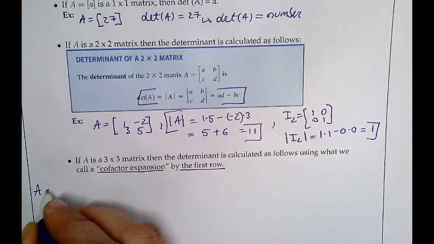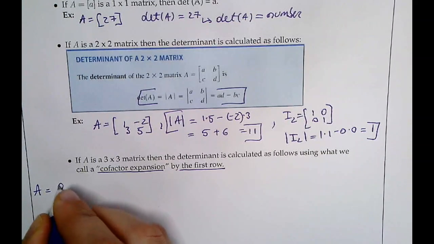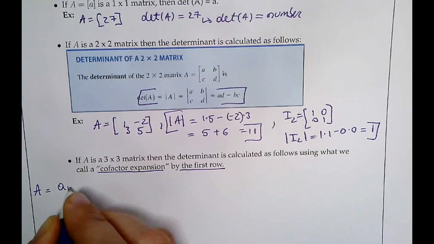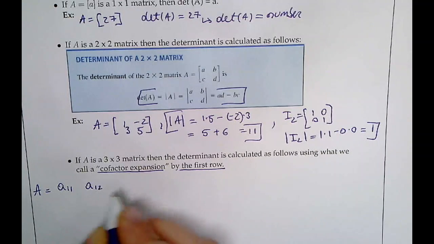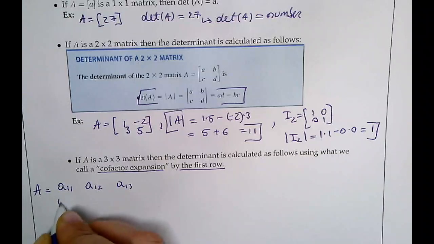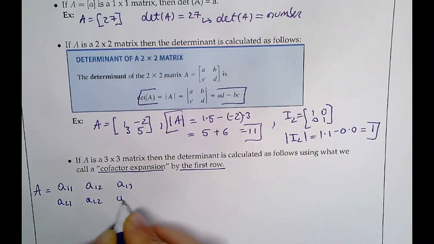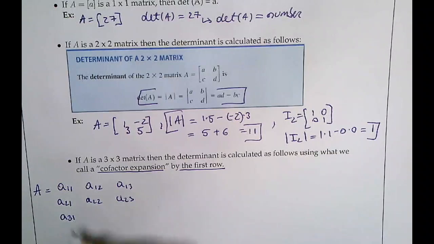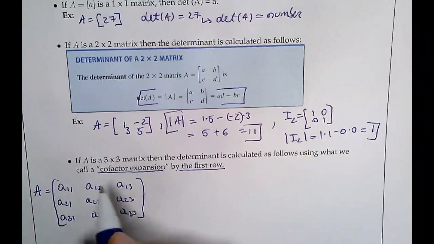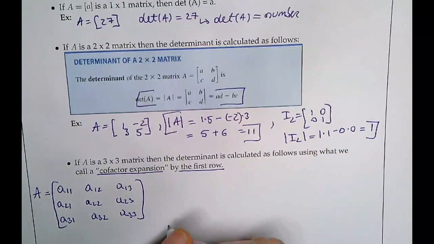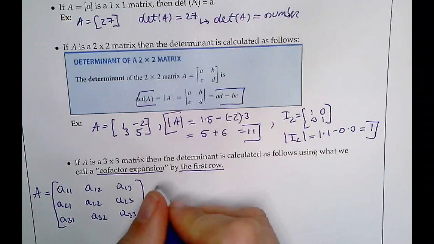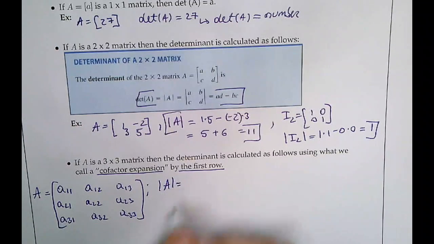So let's say I have a general matrix A, a 3 by 3, so that means that the first row, first column coefficient, I can call it A11, then in the first row A12, and then A13. Then I can have A21, A22, A23, and then A31, A32, A33. So this is a 3 by 3 matrix with some general entries A11, A12, and so on. So the rule, how do we determine the determinant of matrix A? So if I want to calculate the determinant of A, this is going to be the rule.